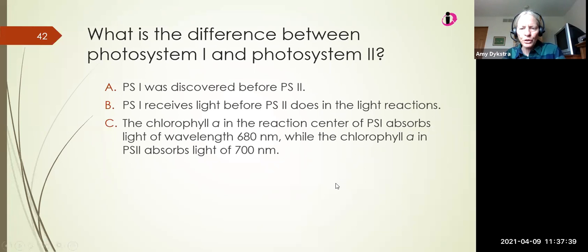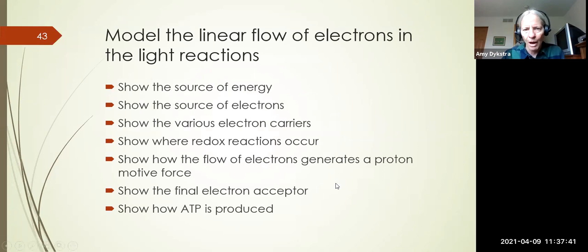So you were working on this task to model the linear flow of electrons. The thing that almost everybody did not do was show how the flow of electrons generates a proton motive force, which then is how ATP is produced by chemiosmosis. So most of you showed what happens with the electrons, and you showed me generically where the ATP comes from, but you did not show me the mechanism of how the ATP is produced. So let's look at it.